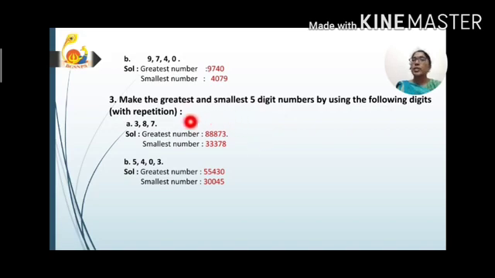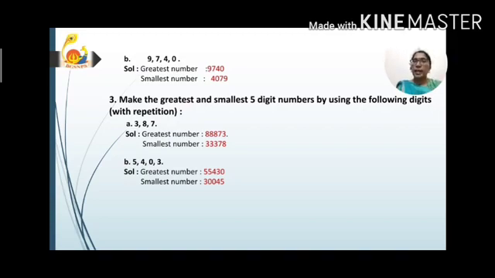Okay, now next question: make the greatest and the smallest 5-digit number by using the following digits with repetition. Now here they have given 3 digits, and you have to form a 5-digit number. In the case of greatest, you repeat the greatest digit. In the case of smallest, you repeat the smallest digit. Now for the greatest number, here also you have to repeat the greatest digit, but here you got 0. In the case of smallest, 0 is the smallest, so you have to repeat 0 only. Is it clear, children? Hope all of your answers are correct.